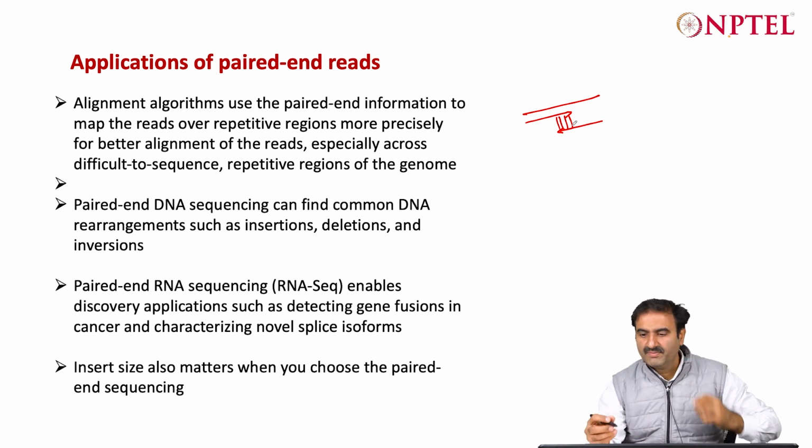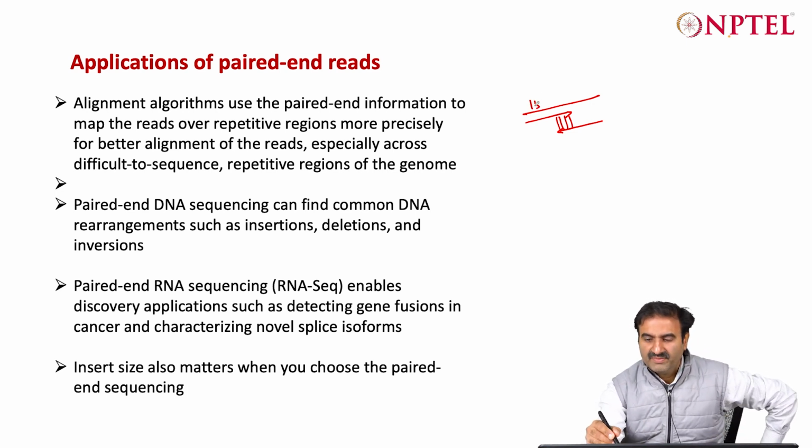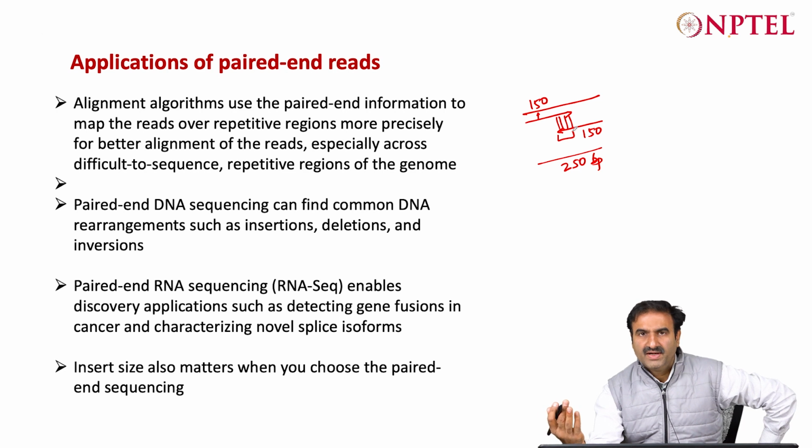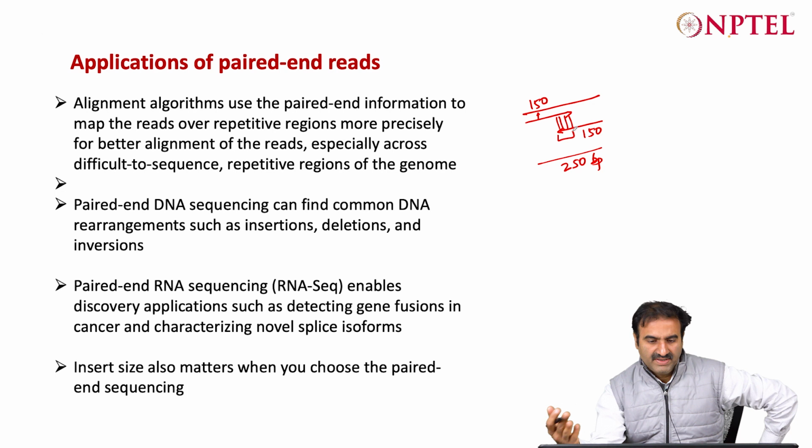So if this was 150 base pair and this was also 150 base pair, you can achieve almost 250 base pair, considering a 50 base pair overlap in the fragment. And similarly, this way you can get longer fragments from a paired end read, which can be used for further building contigs and assembly.